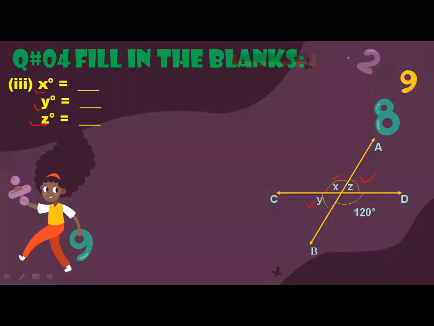Just give me a minute. Okay, Unshik says what to do. It's vertical angles. Yes, very good. Those who are replying, Unshik, very good, beta. That's very good. Now, I'm repeating again.